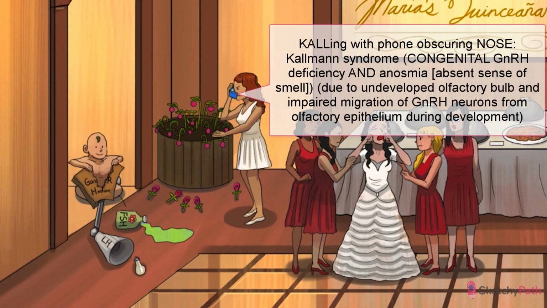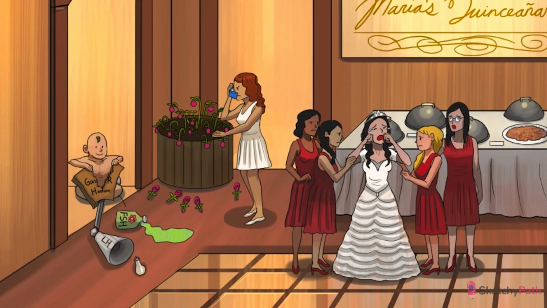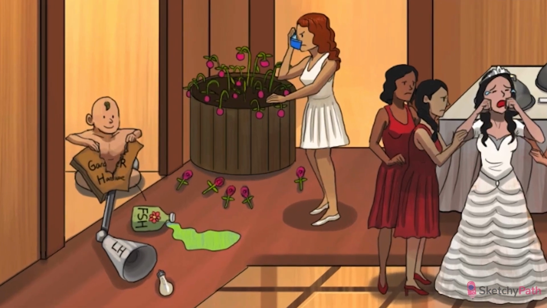This is called Kallman syndrome, and is symbolized by this angry quinceañera attendee calling the party planner, blocking her nose with that flip phone. You see, GnRH neurons actually originate in the olfactory epithelium, and during normal fetal development, these neuronal cells migrate into the area of the hypothalamus. In the case of Kallman syndrome, a genetic mutation disrupts the normal GnRH cell migration, and on top of that, the olfactory bulb remains underdeveloped.